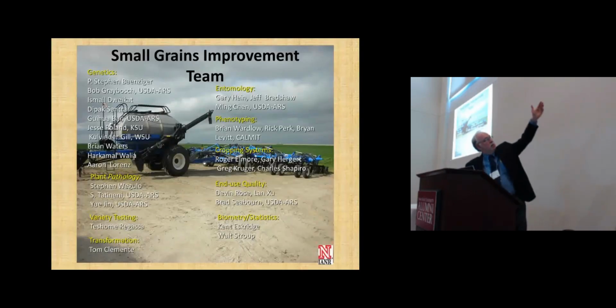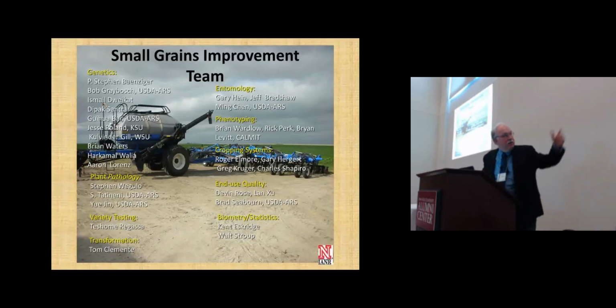Now I'm going to end on what the Nebraska Small Grains team looks like. We have a lot of people working on the genetic side. We work with plant pathologists, variety testing. We have our own transformation group. We have a lot of entomologists. We do a lot with high throughput phenotyping, cropping systems. Again, every gene only makes sense in context. You make a loaf of bread, so all wheat has to be looked at for quality. We have our own quality laboratories.